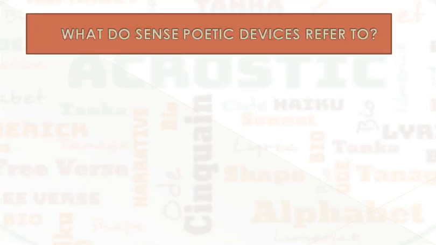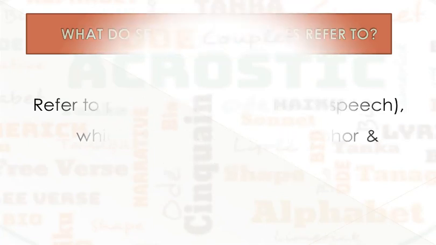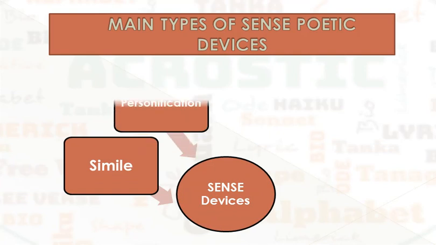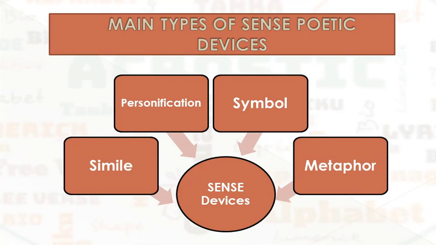First of all, what do sense poetic devices refer to? Well, actually, these devices refer to poetic devices, that is to say, figures of speech, which consist of simile, metaphor, and personification. So, the main types of sense poetic devices are simile, personification, symbol, metaphor, and extended metaphor.